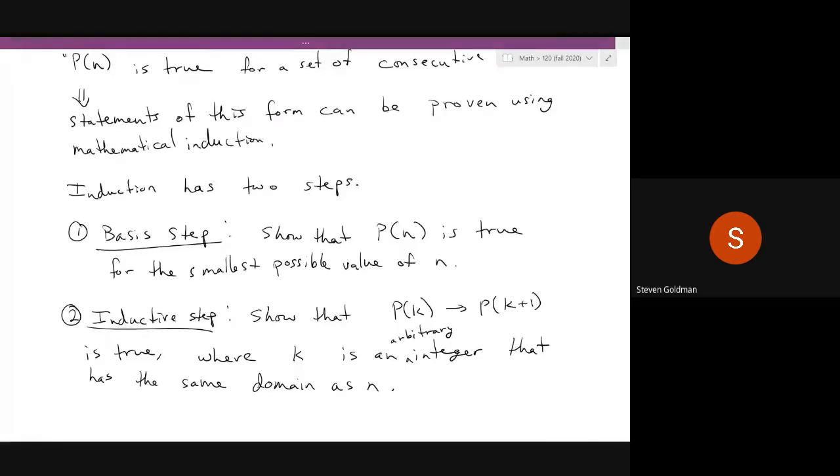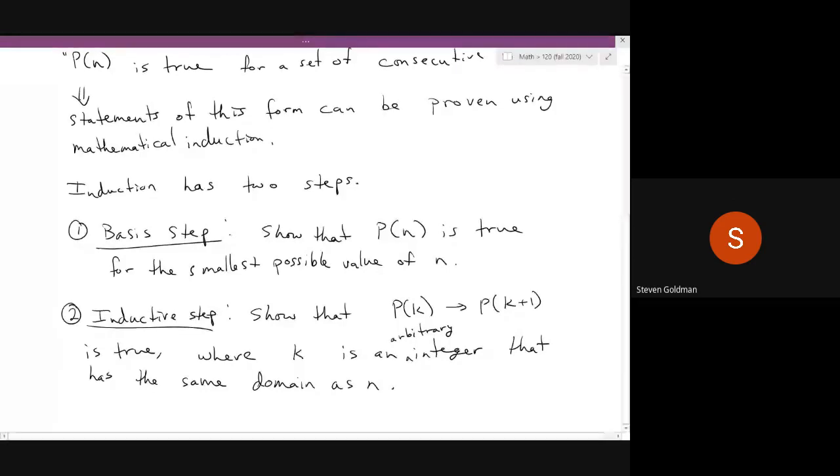Okay. So if you can do these two things, if you can, in your basis step, show that P of n is true for the smallest possible value of n, and in the inductive step, you can show that whenever your statement is true for some arbitrary integer k, it must be true for k plus 1, these two steps combined prove that the given statement is true. We explained a little bit why last time. I'll explain again why now.